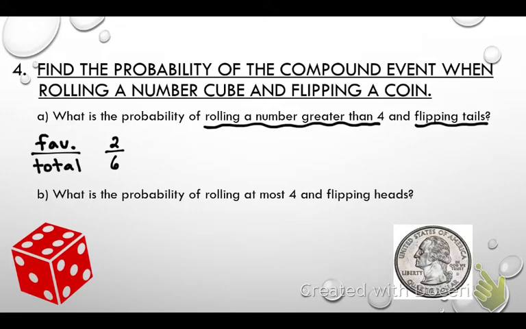Because it's a compound event, I have to also look at the second event here, flipping tails. What are the odds that I'm going to flip tails? 1 out of 2 chances. 1 favorable, there's only 1 tails there, out of a total of 2. According to the fundamental counting principle, what should I do with those 2 fractions? I should multiply them. Now, you can, if you would like, cross-reduce. And if you do cross-reduce, Jocelyn, what do you get? 1/6.